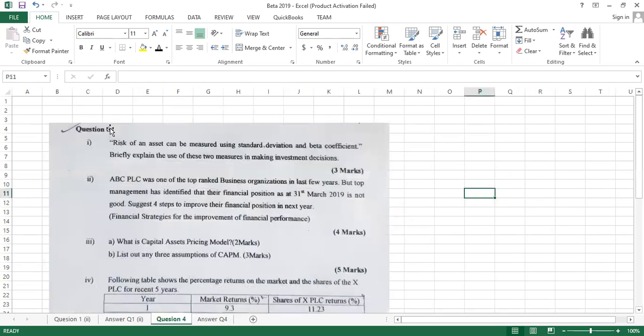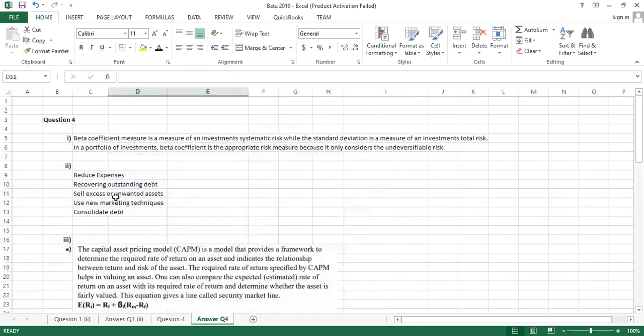Then we will discuss question number 4, part 2. They ask: ABC PLC was one of the top-ranked business organizations in the last few years, but top management has identified that their financial position as at 31st March 2019 is not good. Suggest four steps to improve their financial position in the next year. They mention financial strategies for the improvement of financial performance. This is the answer to question number 4, part 2.